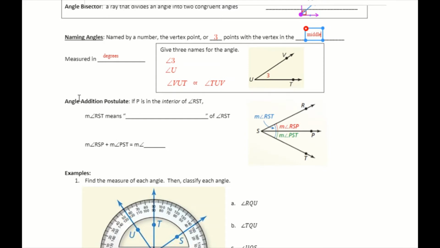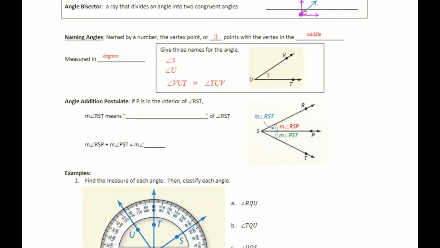Now that brings us to our angle addition postulate, which is very similar to our segment addition postulate. Basically just saying that the measure of these angles, so for instance the measure of this angle RSP plus the measure of the angle PST. If I measure this angle right here, and let's say I get like 30 degrees, and let's say down here, I don't know what it is, but we say it's 40, then if I want to know the overall angle here, the measure of RST, I could just add those together.